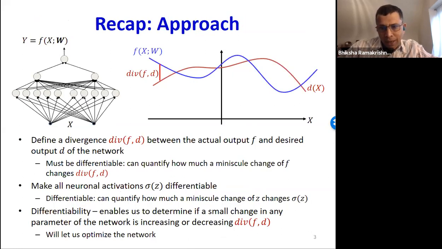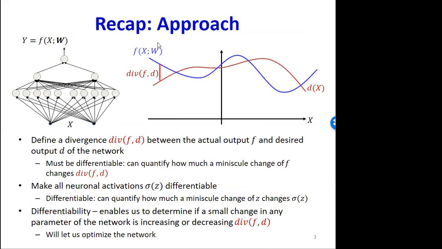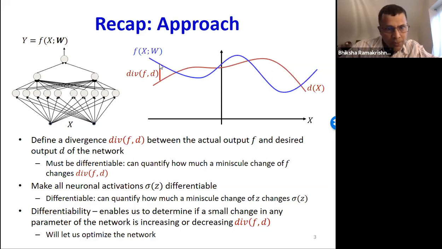So the way we did it, for any setting of weights, the network will have some target function d of x. For any setting of weights, the network will produce some output function f of x. The semicolon w means that the w are the parameters of this function f. And so we defined a divergence function, which was the difference between f, which is the actual output, and d, which is the targeted output at each time. The divergence function had this property that it's always positive, and it's 0 if f is exactly equal to d.